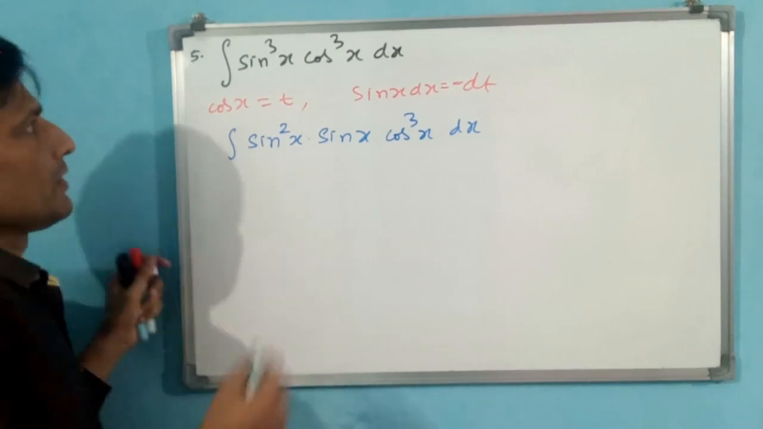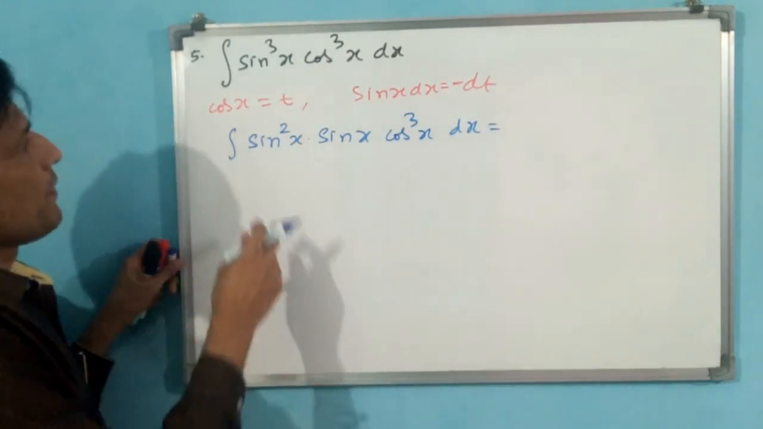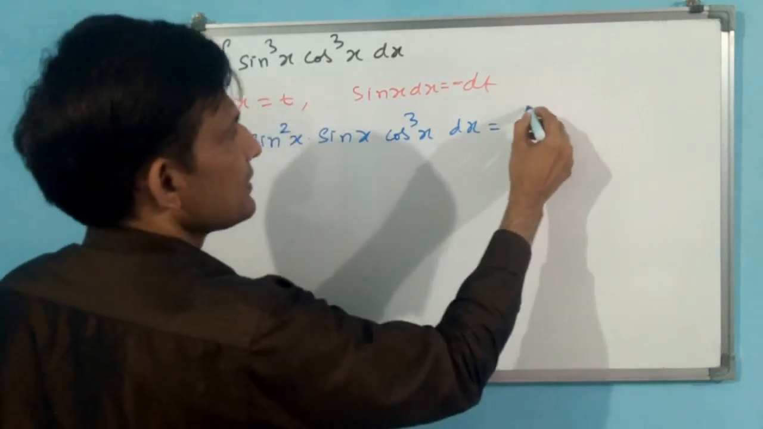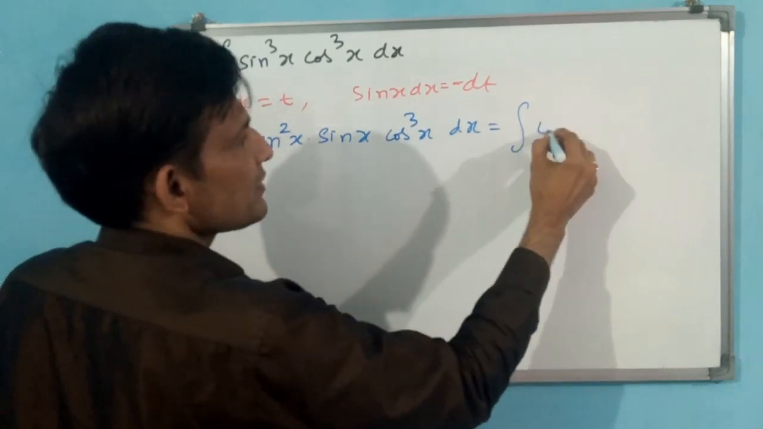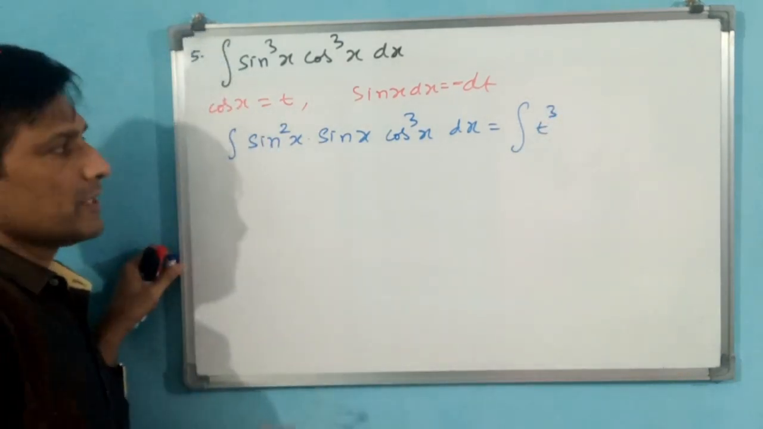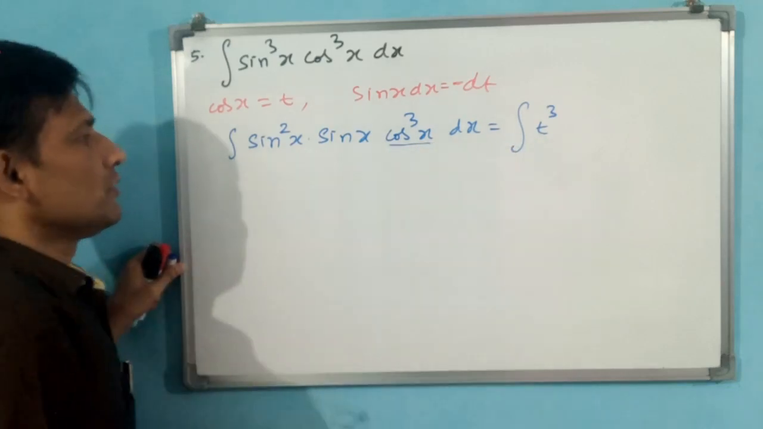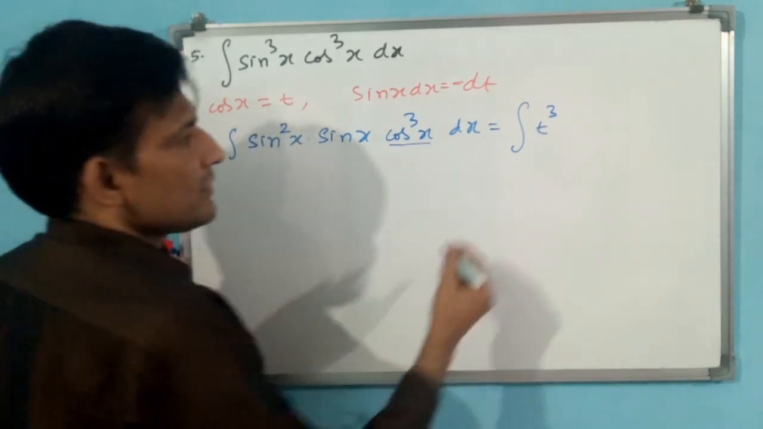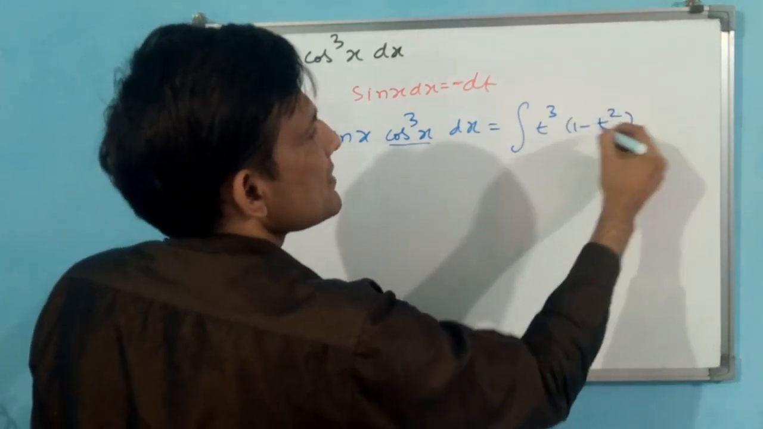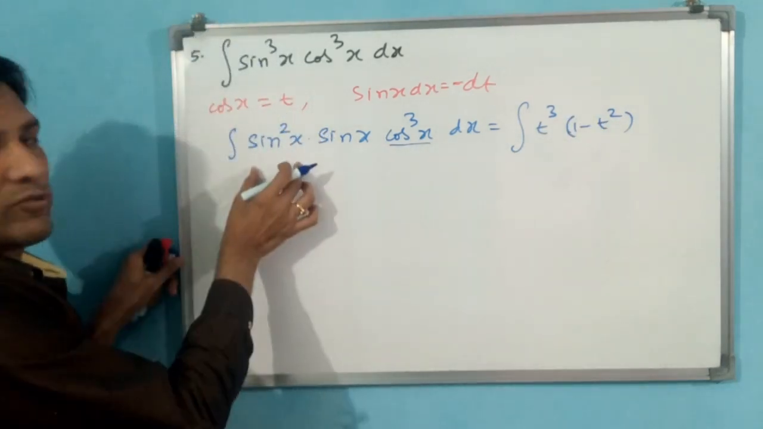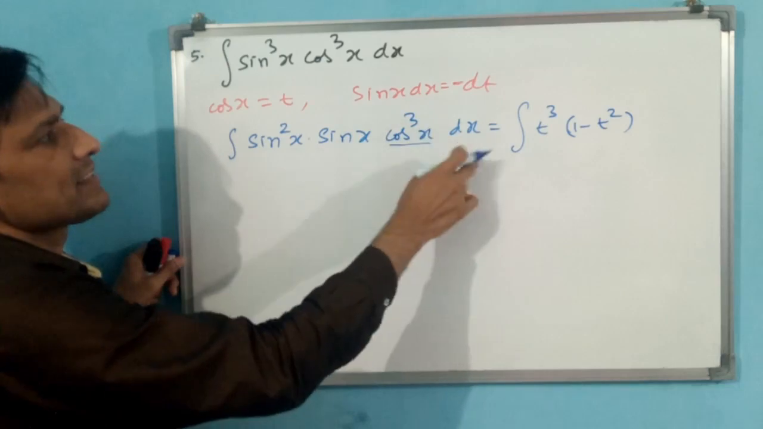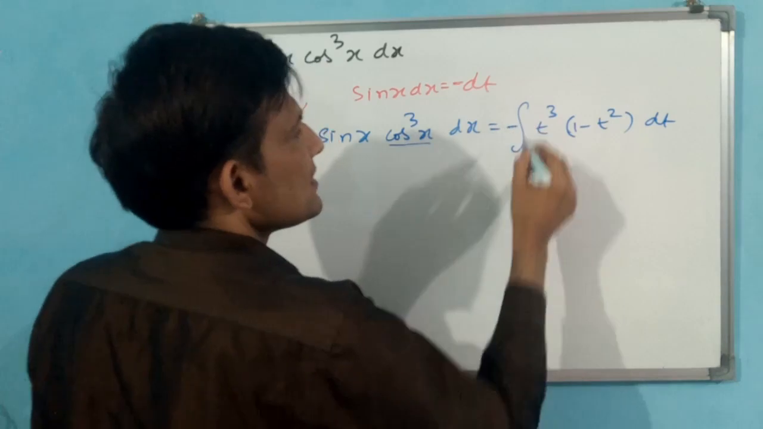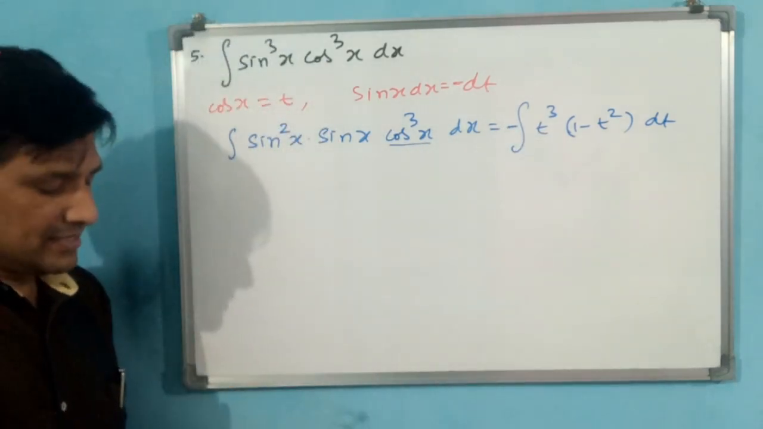That is equal to, you see, cos x is equal to t means cos cube x is t cube. Integral, first this I am writing as t cube. Sin square x means 1 minus cos square x, that is 1 minus t square. Sin square x is also over. Now sin x dx is there, and sin x dx is minus dt. Then you keep the minus outside, and dt. Is it okay?